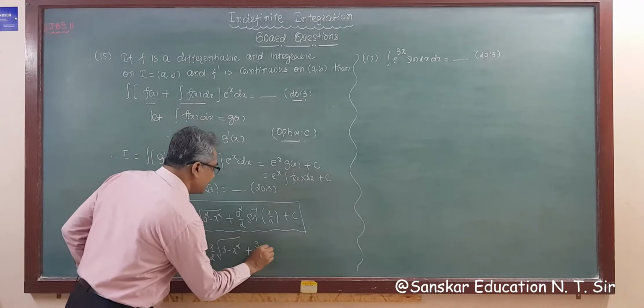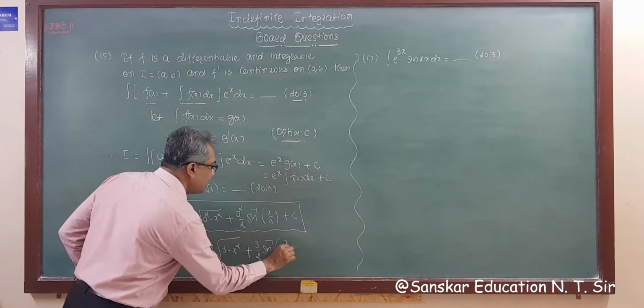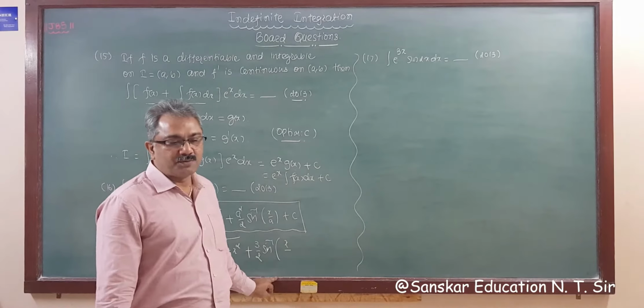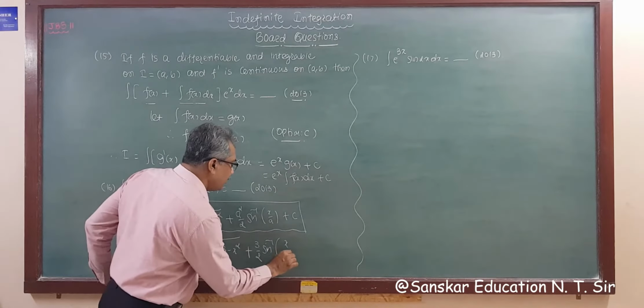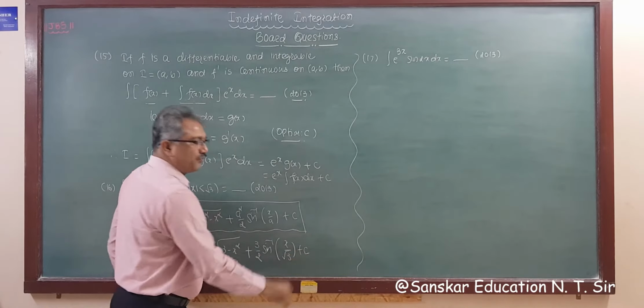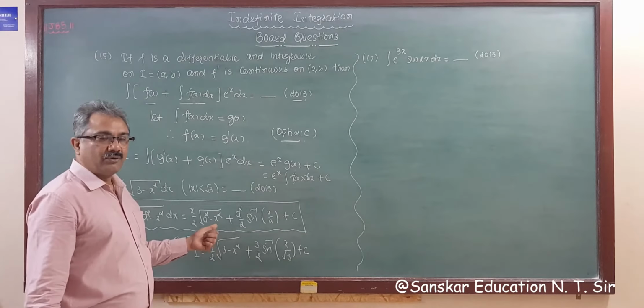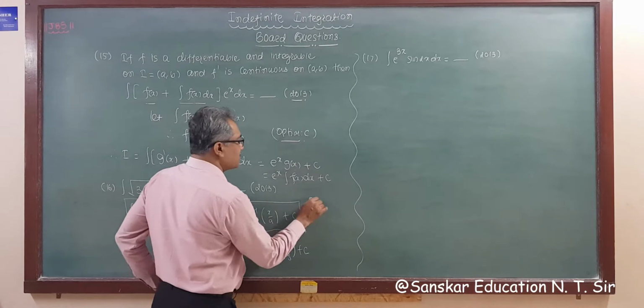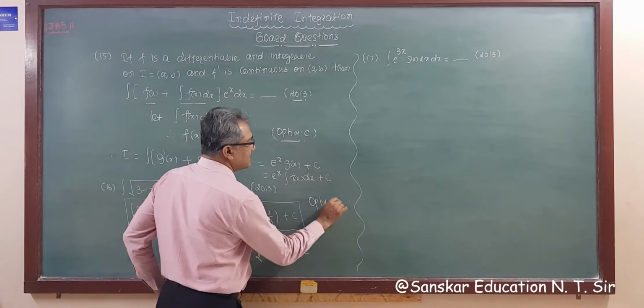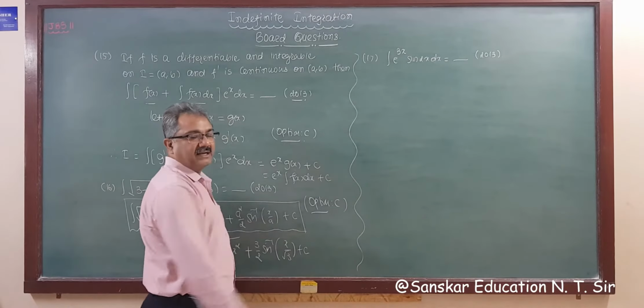So sine inverse of x upon root 3. Which option has x upon root 3? That is option C. So sin⁻¹(x/√3) plus c. So without writing any step, you are able to tick mark the correct answer. So option C once again is your correct answer, that is this.